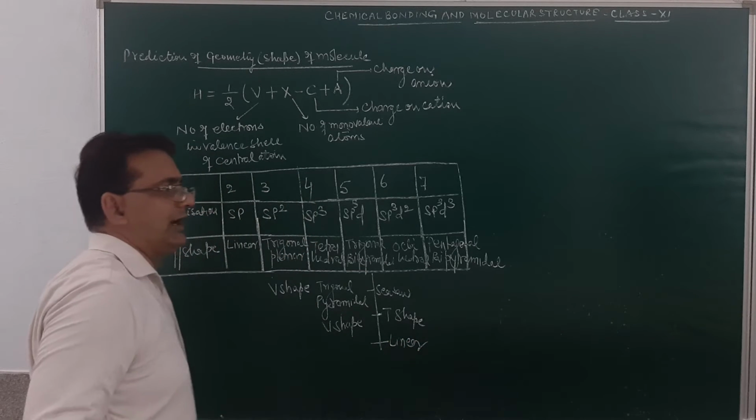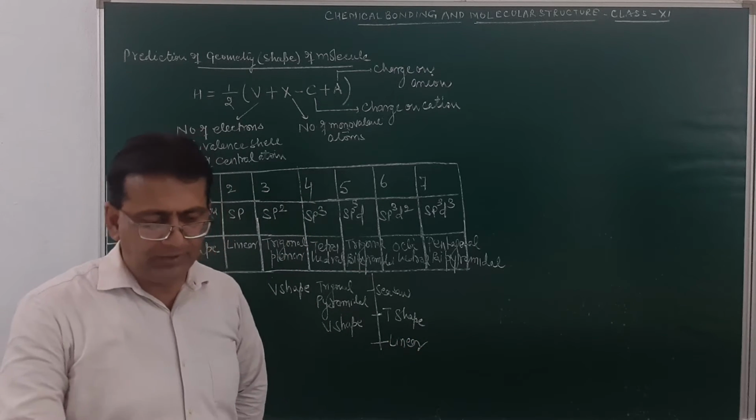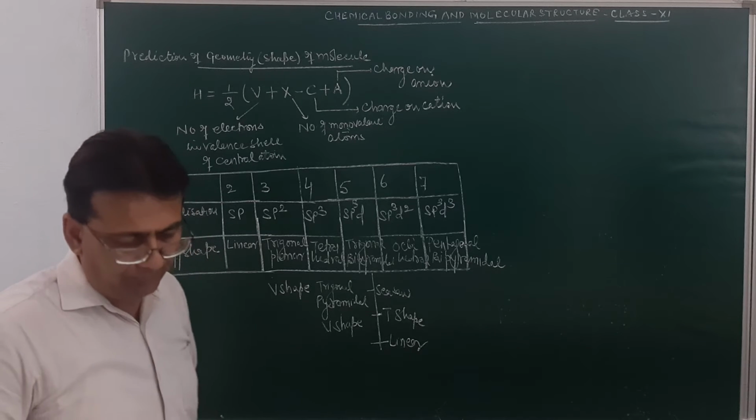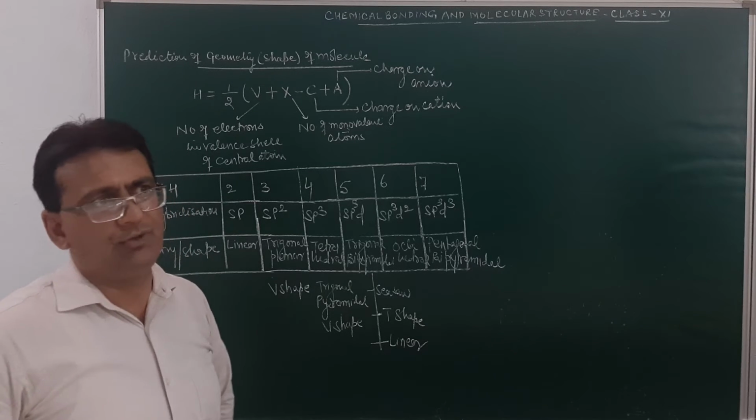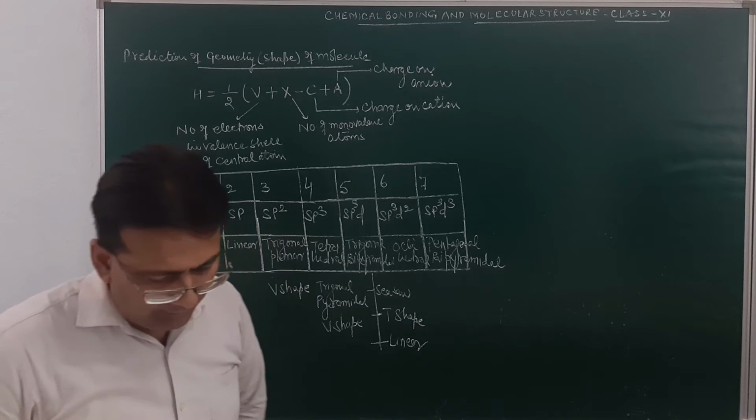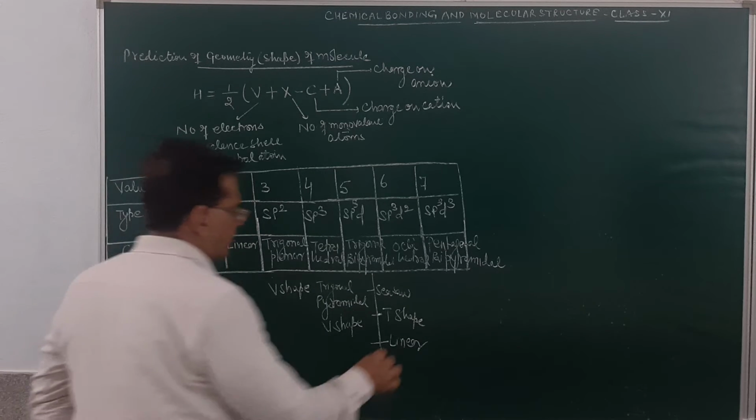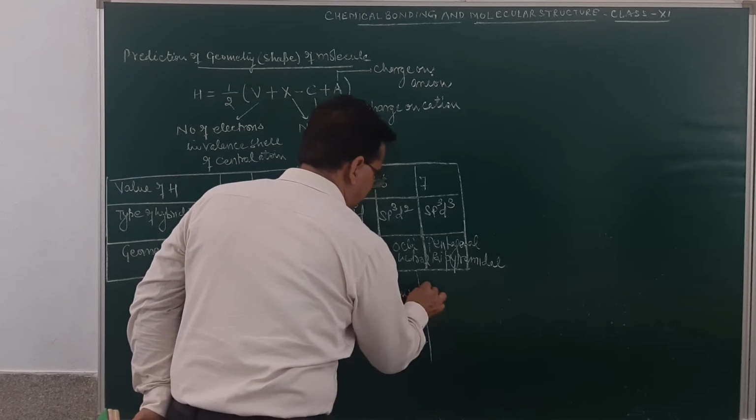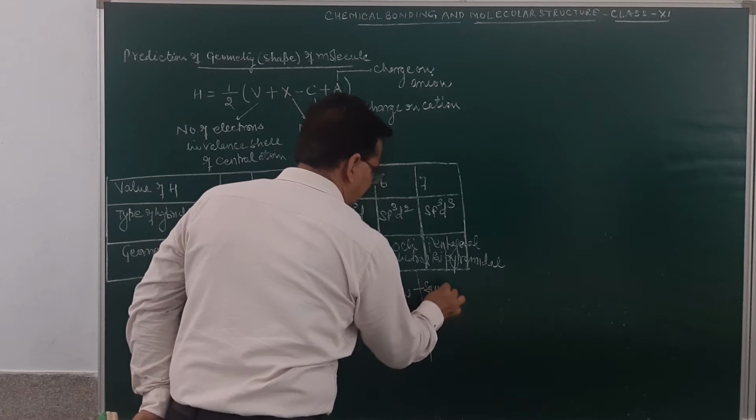In the case of octahedral geometry, if there were lone pairs of electrons present, there were two geometries: square pyramidal and square planar. In the case of octahedral geometry, this was square pyramidal.